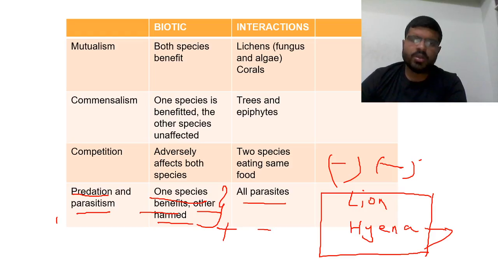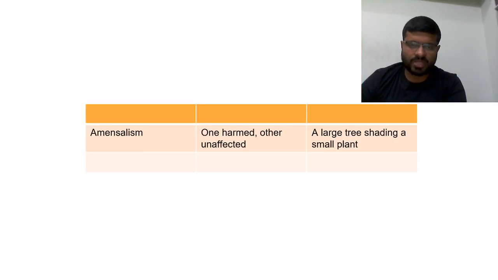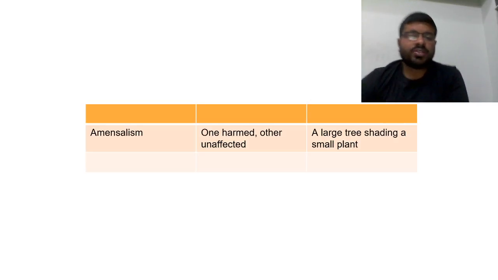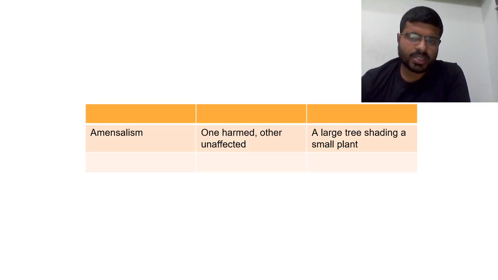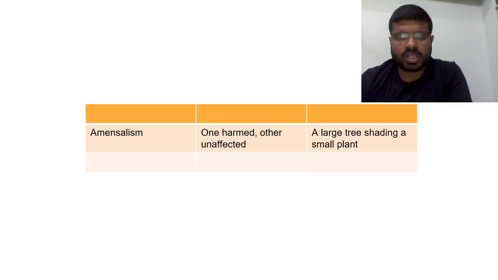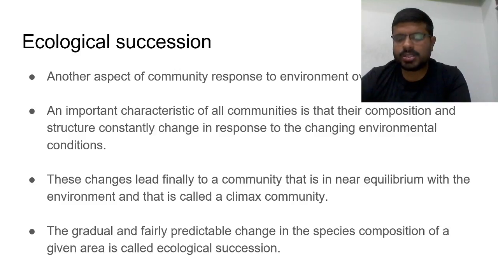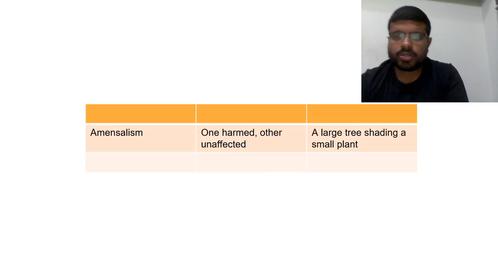They might ask you a question: which of the following are examples of amensalism, A, B, C, D, or else which of the following is not amensalism, which of the following best describes amensalism. Or else, consider the following statements. A, amensalism is so and so. B, a large tree shading a small plant is an example of amensalism. Which of the following statements are correct? Only A, only B, only C, only D. Whichever way, they can frame questions on these topics. We have to be thorough, and this is a very, very static portion of preparation. Right, this is about biotic interactions. Moving to the next chapter.